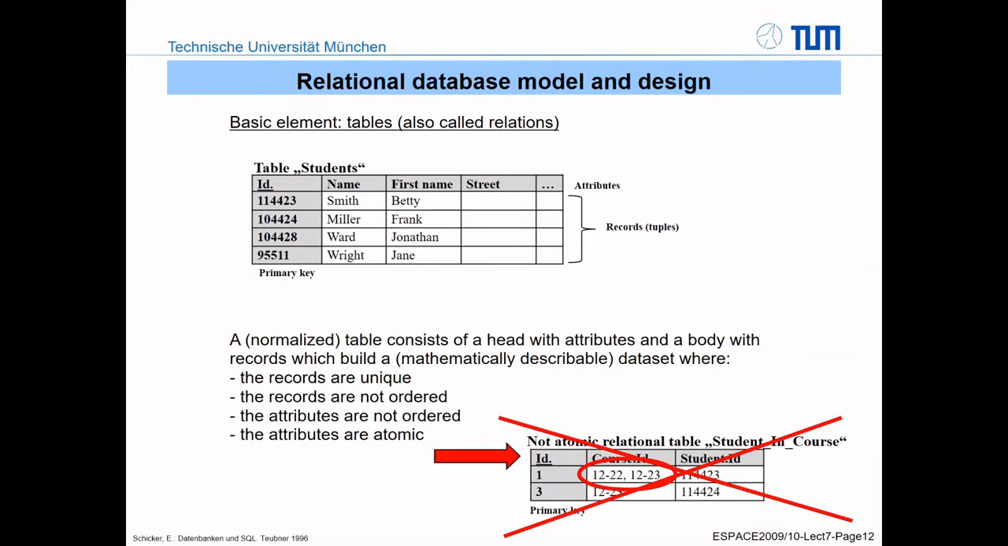Ordered means, in the case of the table view, in the recording on the file system, it depends on the database system how it is done. The attributes are not ordered as well, so you can also change the columns. And the attributes are atomic. Atomic means that you don't have a list of elements in one single column element, so that you avoid sequential searches in this table.